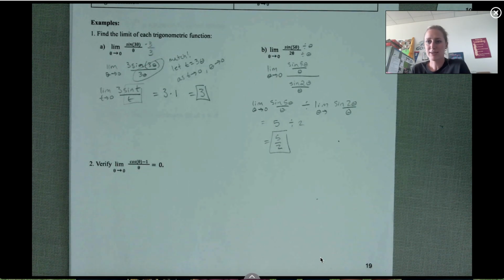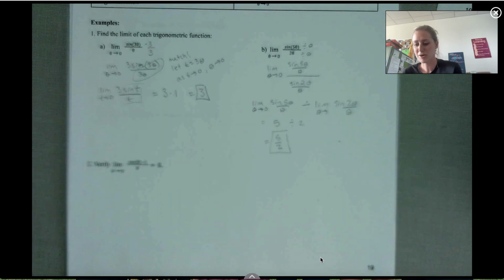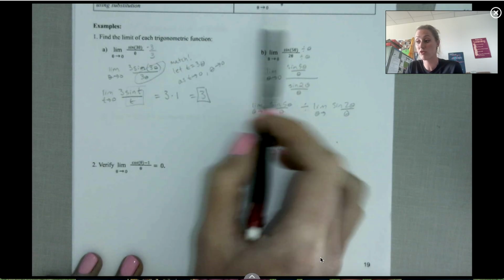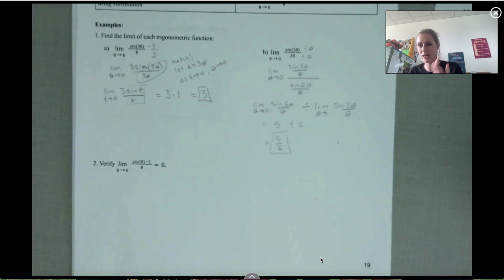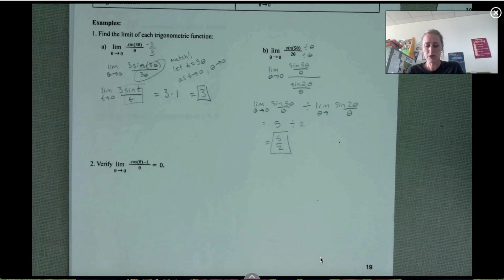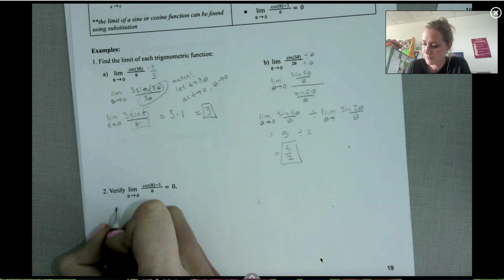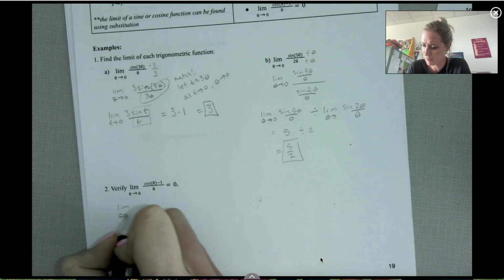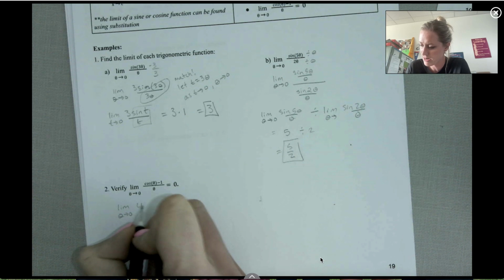Okay, verify. Back to your trig identities. Verifying. Okay, so they are asking us to verify that this one is true. So we're going to show why this is true. Okay, so I'm going to do the limit as theta approaches 0. I'm just going to rewrite it here.